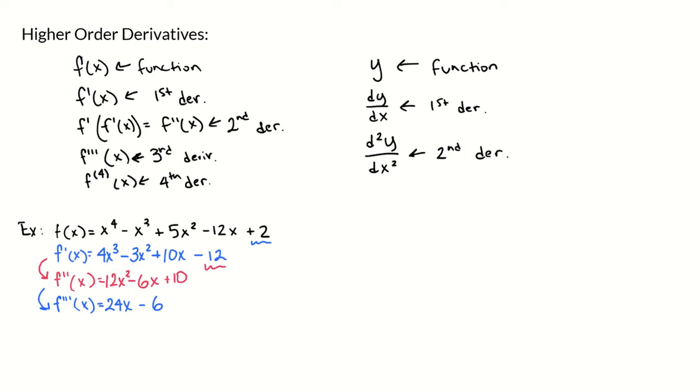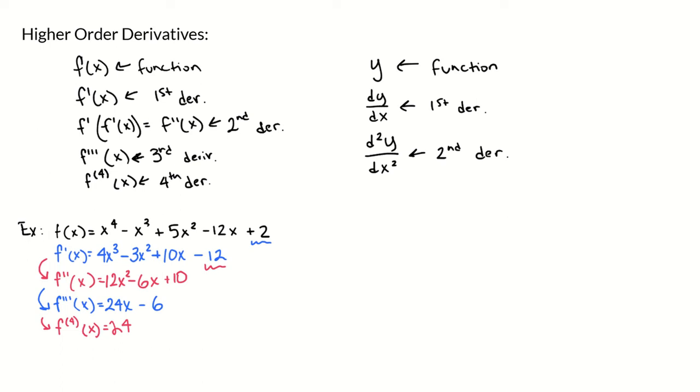And now the fourth derivative, we use the third derivative, and now I'm going to change my notation to f with 4 in parentheses to show fourth derivative. Derivative of 24x is 24. Derivative of negative 6 is 0. So there's our fourth derivative.